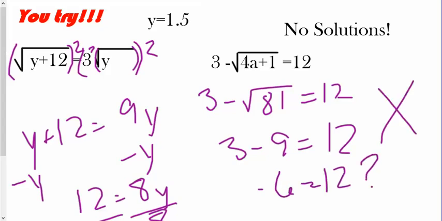No. So instantly I know once I'm taking a square root and I get a negative number on the other side, no solutions. So if you have any takeaway from the video, that's what it is.